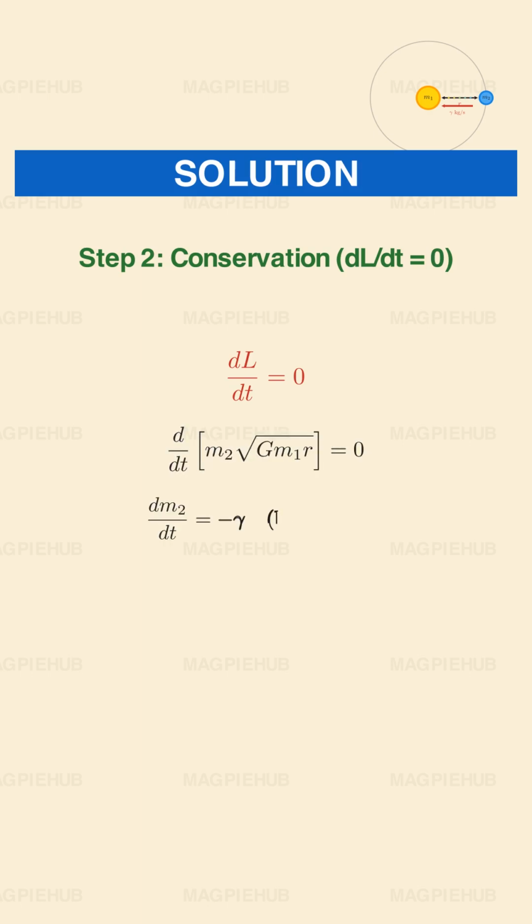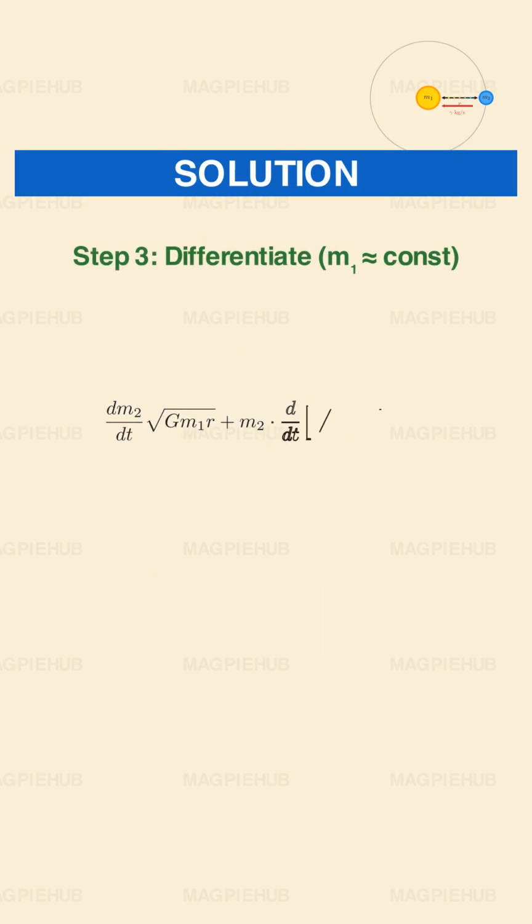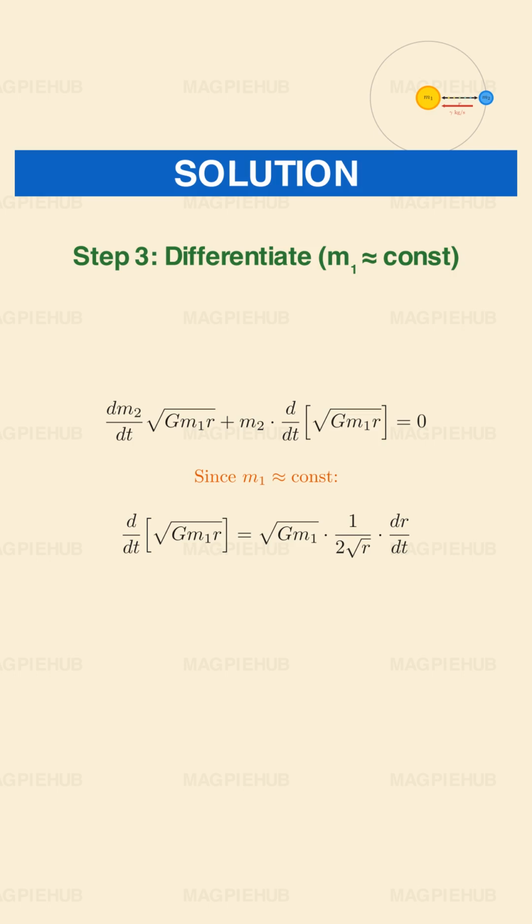Differentiating L equals m2 times the square root of G m1 r with respect to time, and noting that dm2/dt equals negative gamma since m2 is losing mass, we apply the product rule to differentiate m2 times the square root of G m1 r. Since m1 is much greater than m2, the change in m1 is negligible compared to m1 itself. So we treat m1 as approximately constant. This simplifies our differentiation significantly.